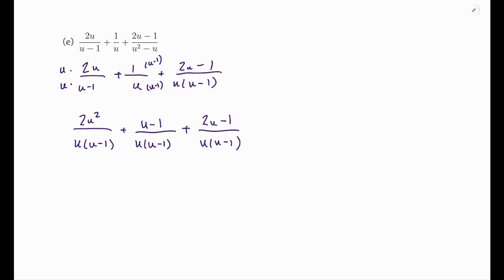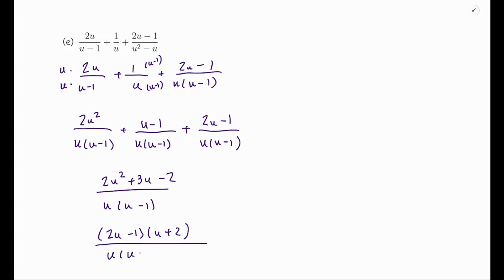Now that all three fractions have a common denominator, I will combine them. We get 2u squared plus 3u minus 2 over u times u minus 1. Now I'm going to factor the numerator here and just use guess and check. We get 2u minus 1, u plus 2 when we factor it. And then that's over u times u minus 1. And again, the factoring step actually was unnecessary, but we don't know that until we do it.